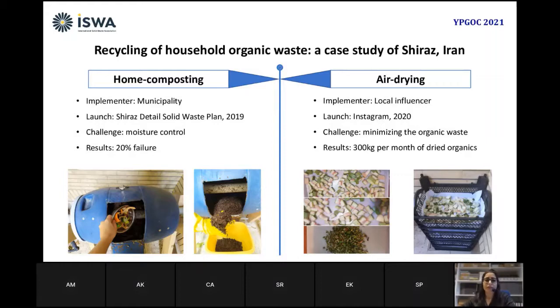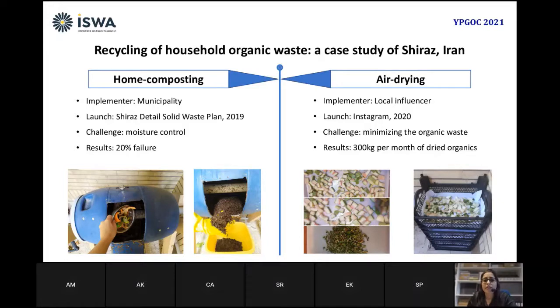Today, I share the experience of involving citizens in the management of household organic waste in a city with 1.6 million inhabitants in Iran. In a pilot project in 2020, the municipality designed a simple and cost-effective rotating composter out of plastic to distribute among citizens. Though the pilots were visited regularly by trained personnel offering technical guidance, 20% of composters went out of service due to poor maintenance. At the same time, a local environmental influencer shares her zero waste lifestyle on Instagram.